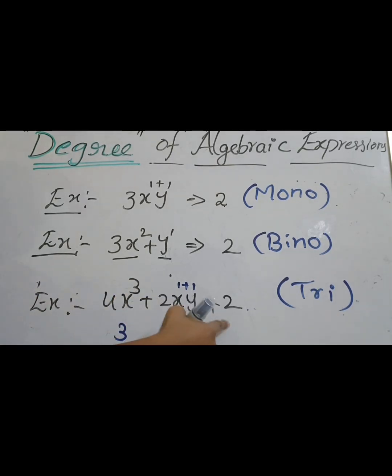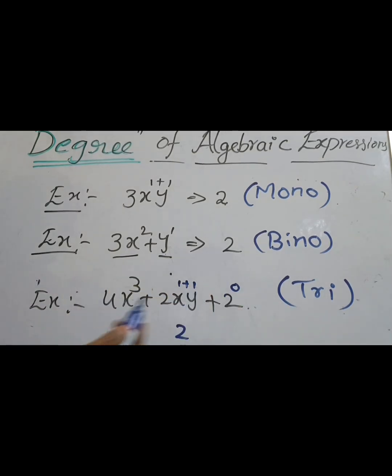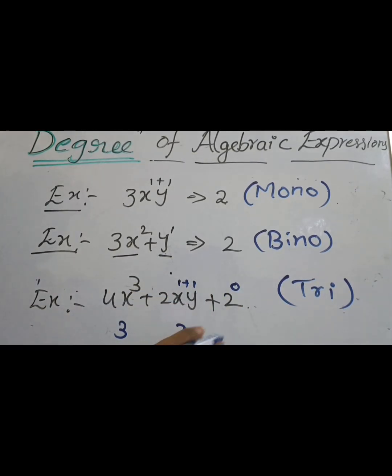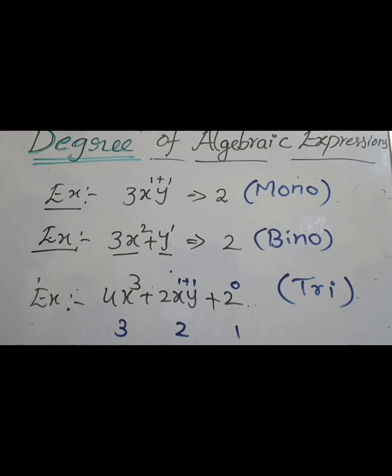Now here, 2 is a constant. It is nothing but 2 power 0, so its degree is 0. Now in this expression, what is the degree? 3 is the degree. Why? Because among all these terms, 3 is the greatest exponent. That is why the degree of the whole expression is 3. What is the answer? 3. Clear, everyone? So this is the concept of the degree of an algebraic expression, children.